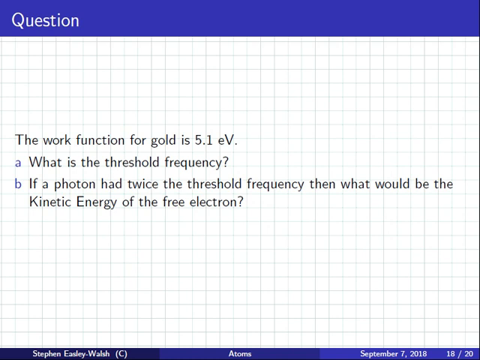You don't really need to worry so much about the B part, okay? Just the A part. I just want the threshold frequency. It's 1.23 × 10^15. Do you get that, guys?